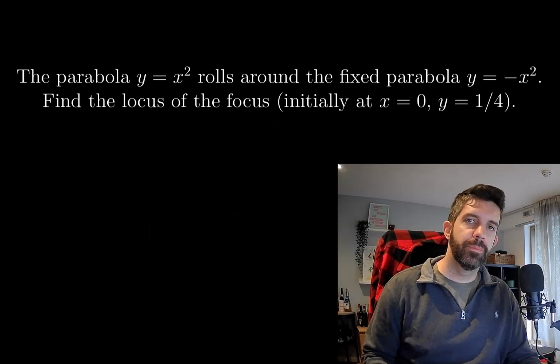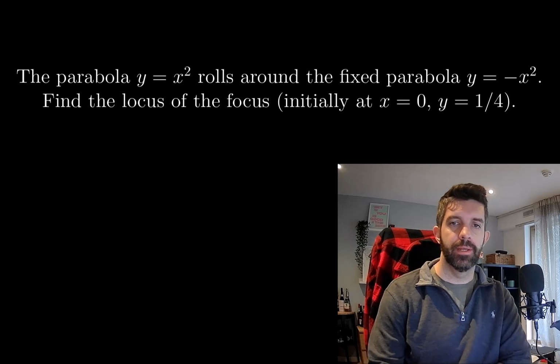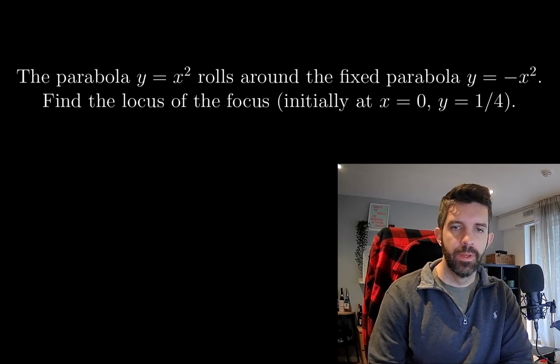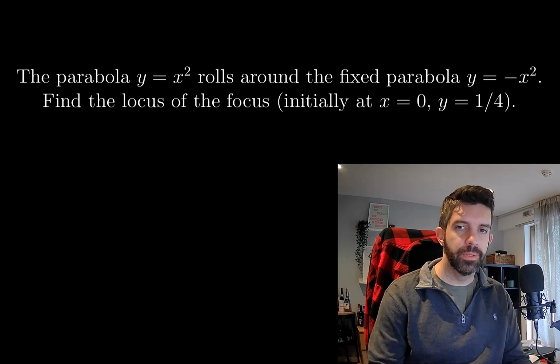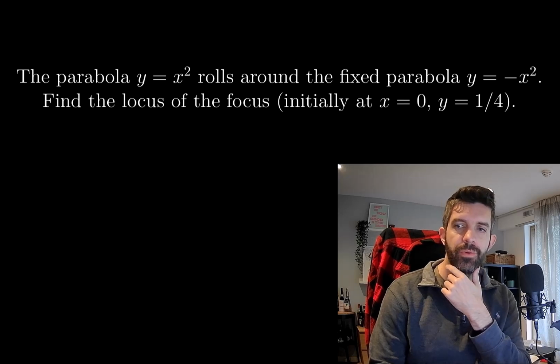Today's problem was submitted by a viewer, and it says, the parabola y equals x squared rolls around the fixed parabola y equals negative x squared. Find the locus of its focus, which is initially at the point x equals 0, y equals 1/4.